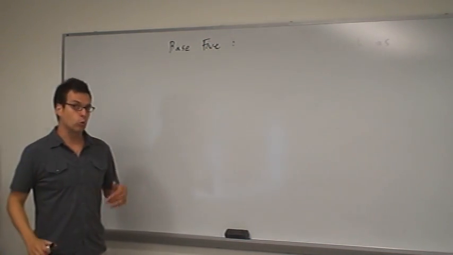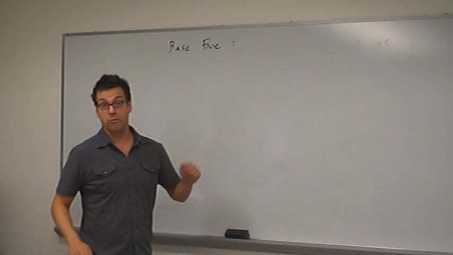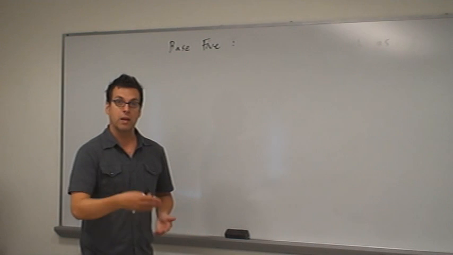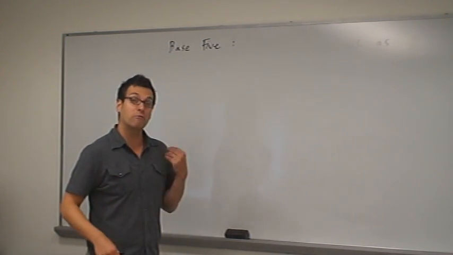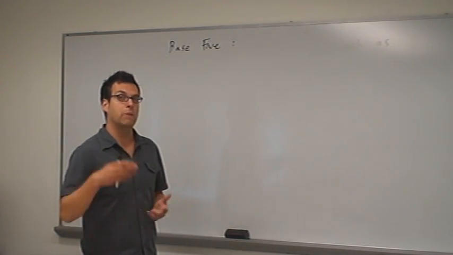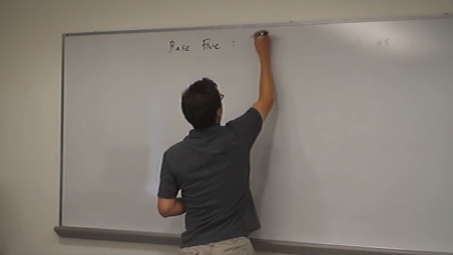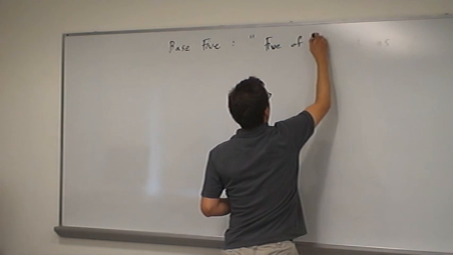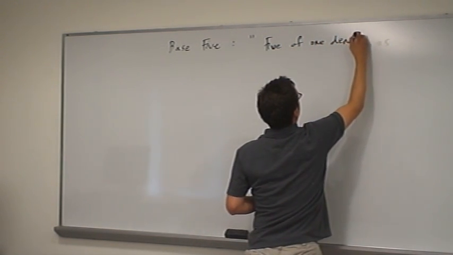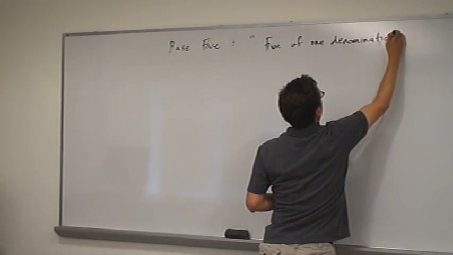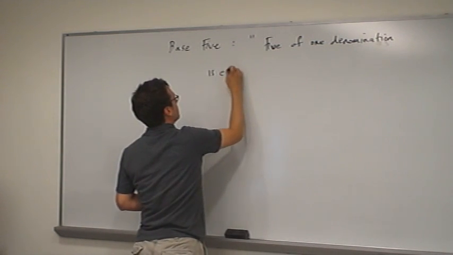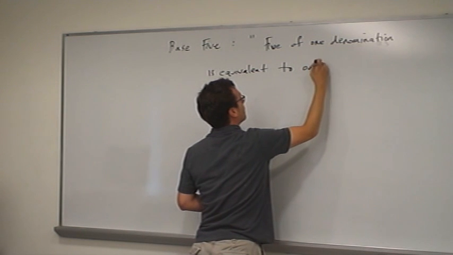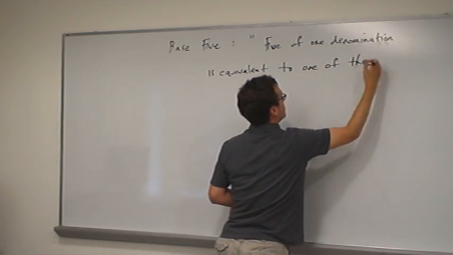What would our governing rule be in base 5? It wouldn't be much different than the governing rule in base 10. The only difference would be instead of 10 of one denomination making 1 of the next higher, we would have 5 of one denomination making 1 of the next higher denomination. So that would be our rule. 5 of one denomination is equivalent to 1 of the next higher denomination.